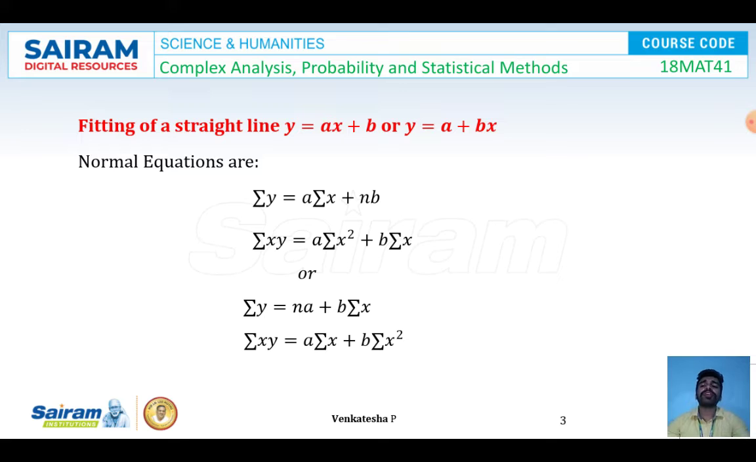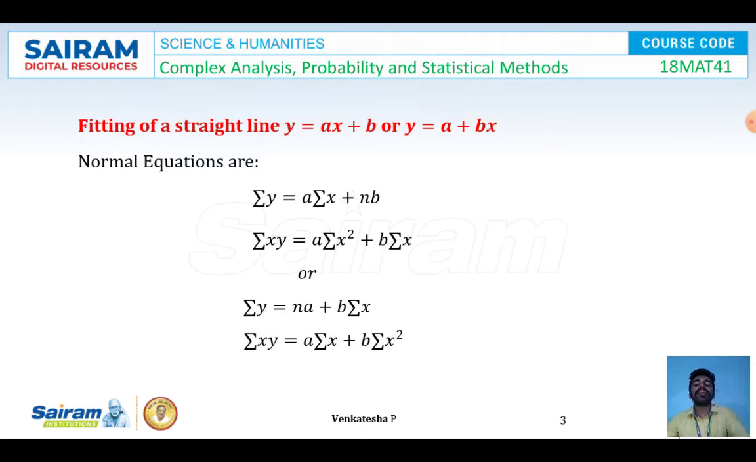The first thing is we have to frame the normal equations for the given straight line equation. So for the equation y = ax + b, I am going to apply summation on both sides. So I got summation y = a summation x + nb, which is the first normal equation. Now I am going to multiply by x on both sides. Applying summation again, we got summation xy = a summation x square + b summation x.